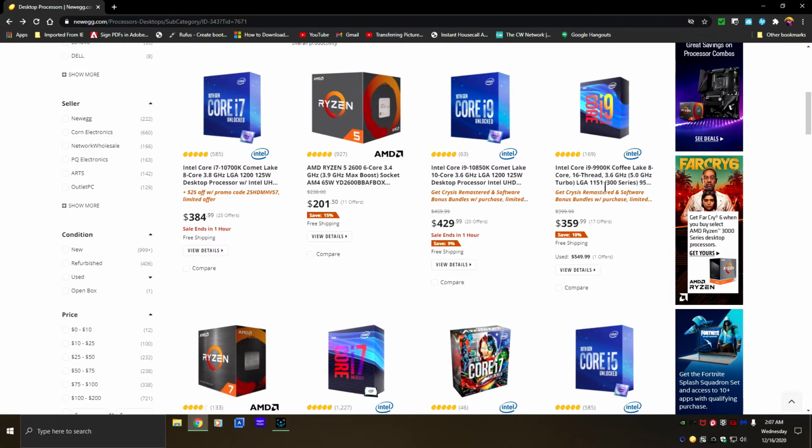The same goes for this processor over here, this Intel Core i9. Now that you see the 9900K, you know that the numbers tell you it is a 9th generation chip.